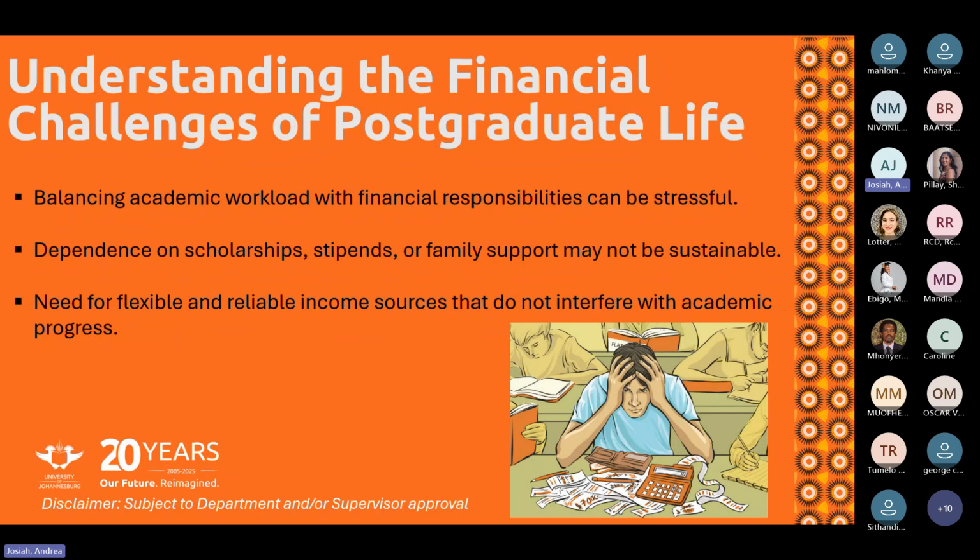Approximately 75% of postgraduate students struggle with financial stress, and this is because balancing academic workload with financial responsibilities can be quite challenging, it can be quite taxing, and depending on scholarships and stipends or family support may not be sustainable in the long run. Therefore, there is a need for flexible and reliable income sources that do not hamper your academic progress. So, just a disclaimer, we are exploring unconventional income streams. However, this is subject to approval from your supervisor, from your faculty, from your department.